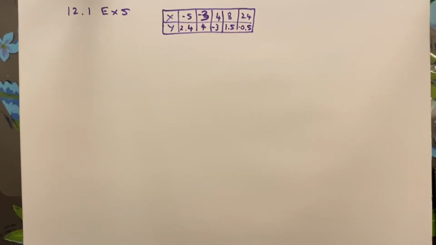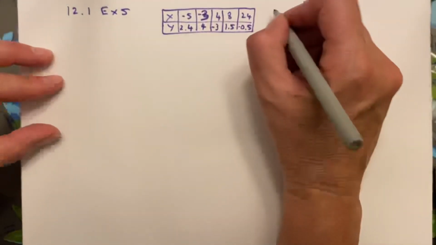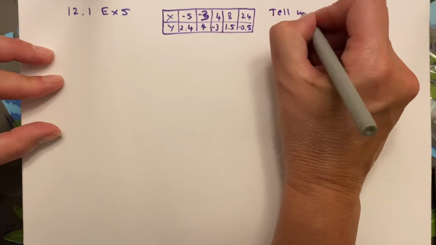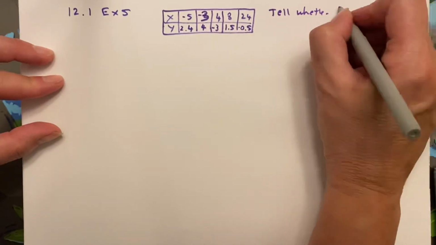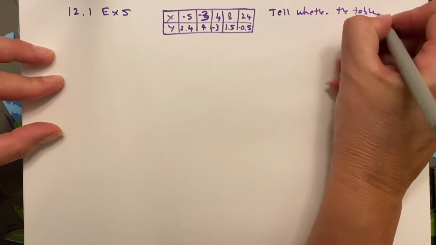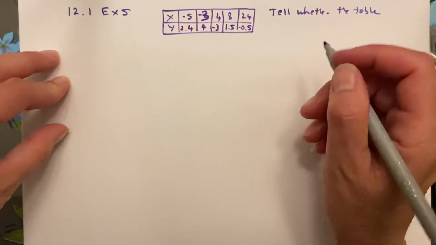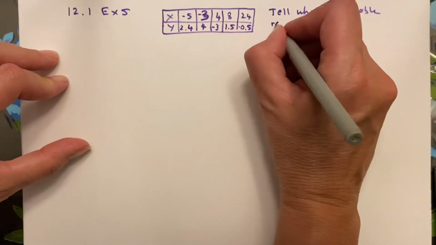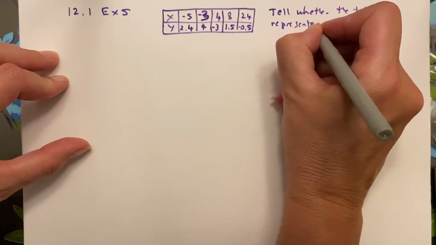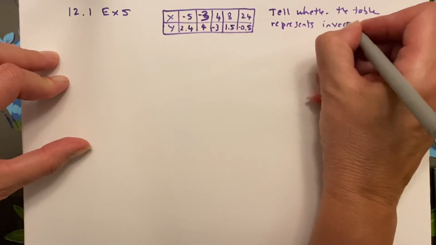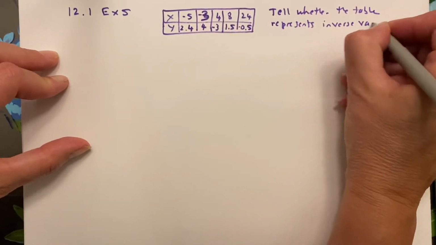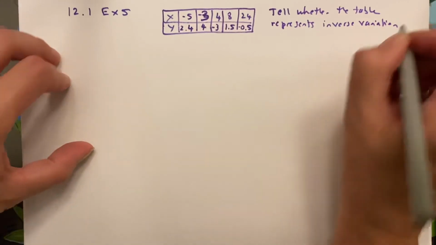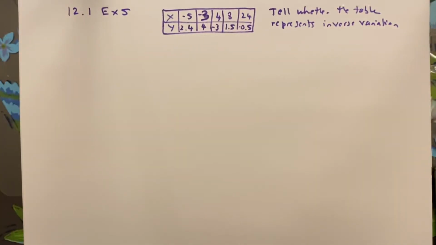And you're asked to tell whether the table represents inverse variation. So that is your first goal. Does this represent inverse variation?